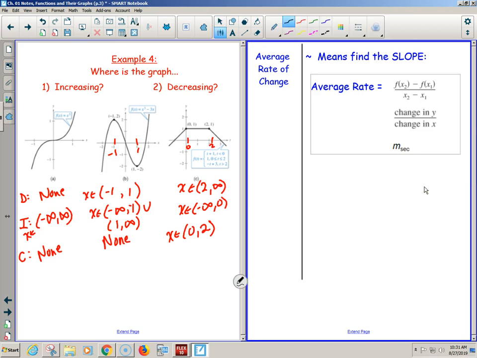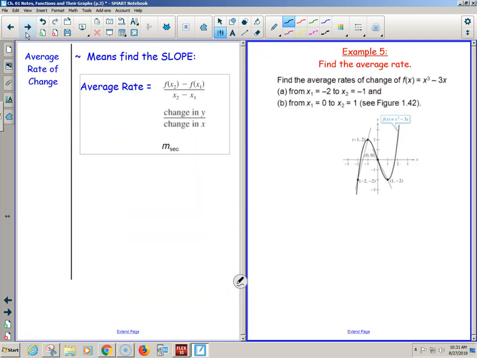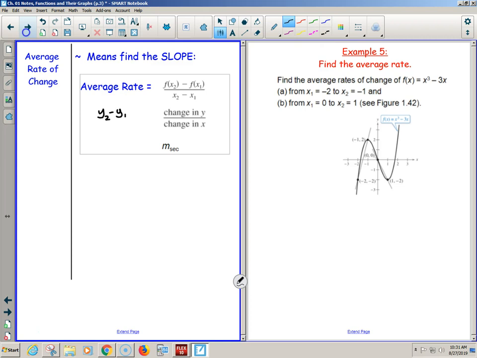The long story short for average rate of change. I know this section seems a little bit random. These are our last two ideas. Average rate of change. It's just talking about slope, and slope is so basic. Slope is just y2 minus y1 all over x2 minus x1.